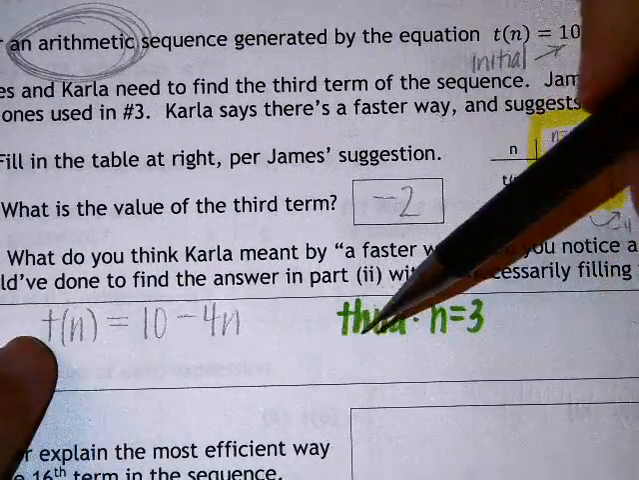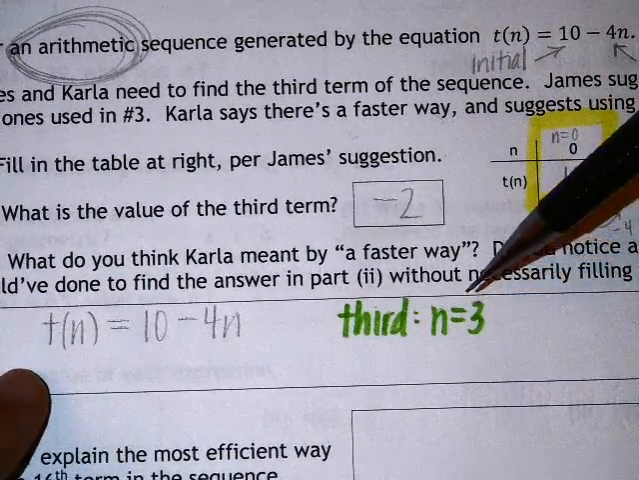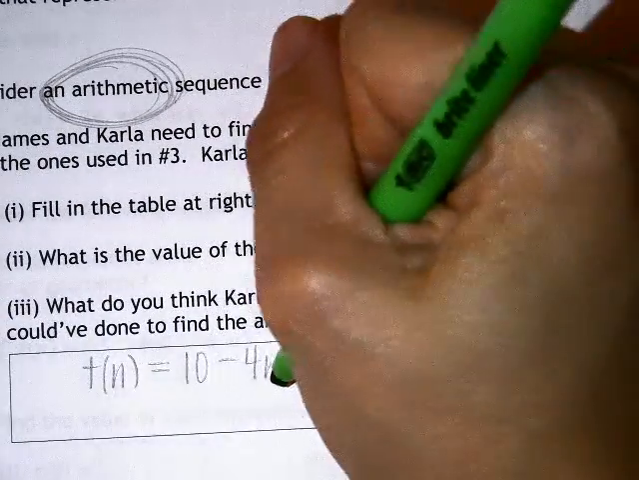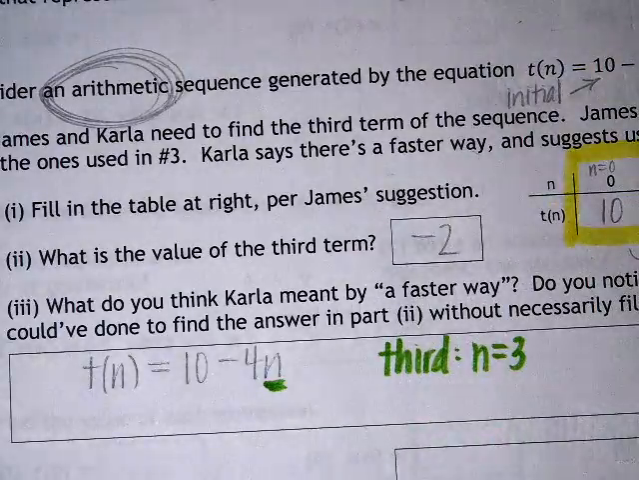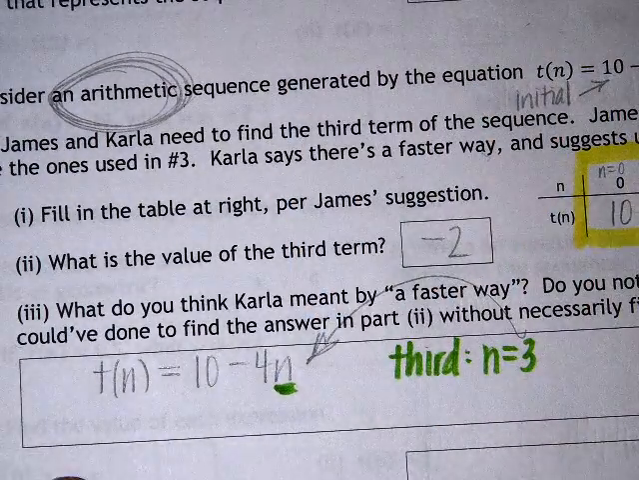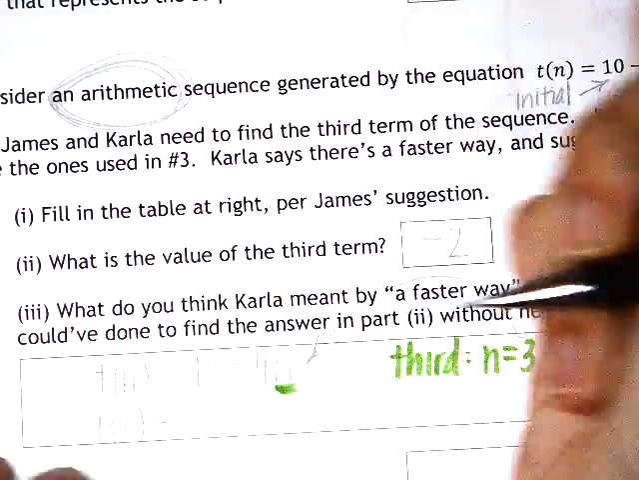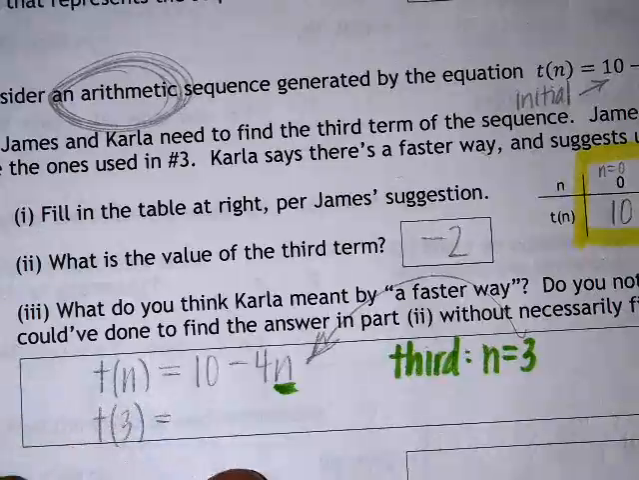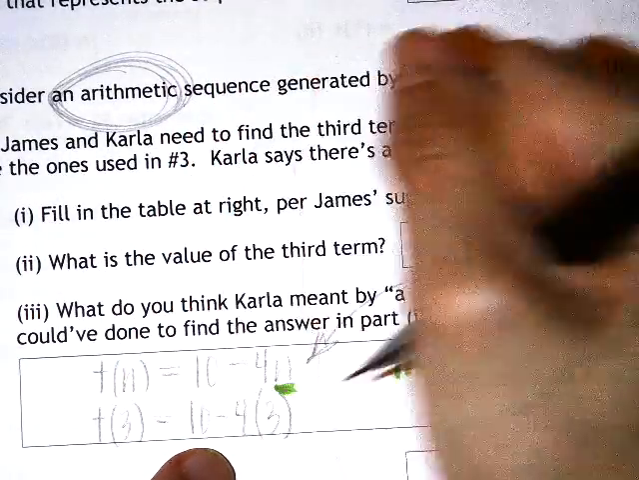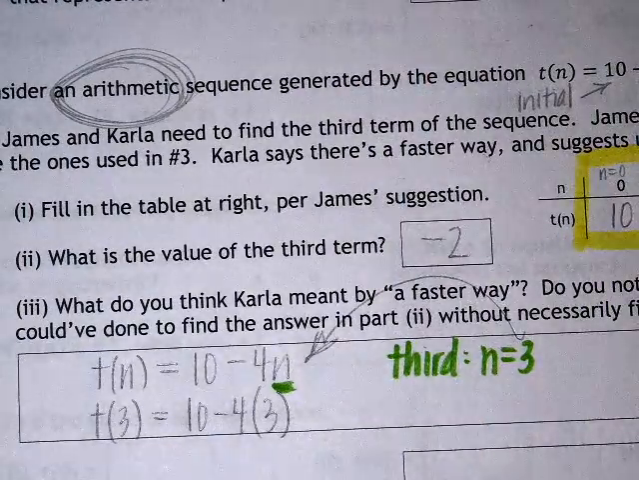Is your algebra brain kicking on here? Because some of us might have immediately thought, oh, wait a minute, n is 3. I can just substitute that. I can do a little bit of algebra. I can plug in 3 into that n spot. If I do that, technically, I'm also plugging it in on the left, but nobody really cares about the left. That's just a formality. I'm doing 10 minus 4 times, instead of n, plugging in 3 for the third term.